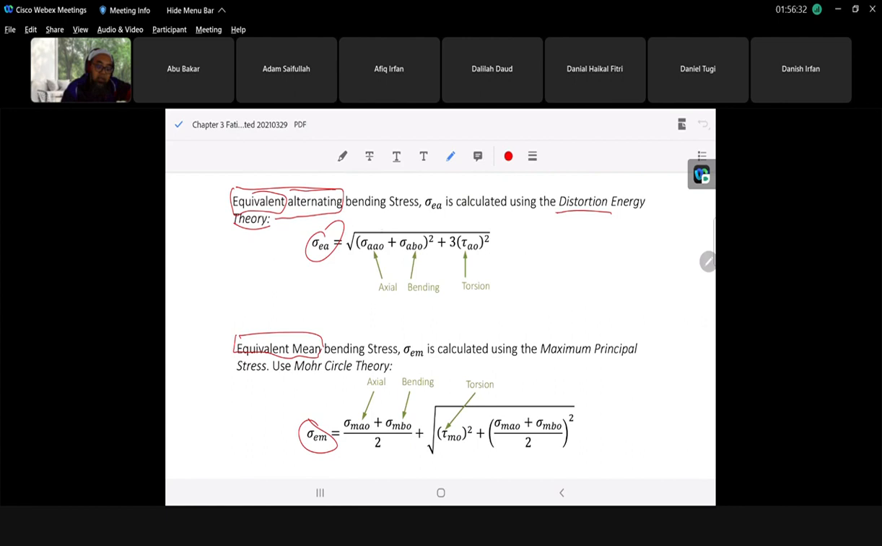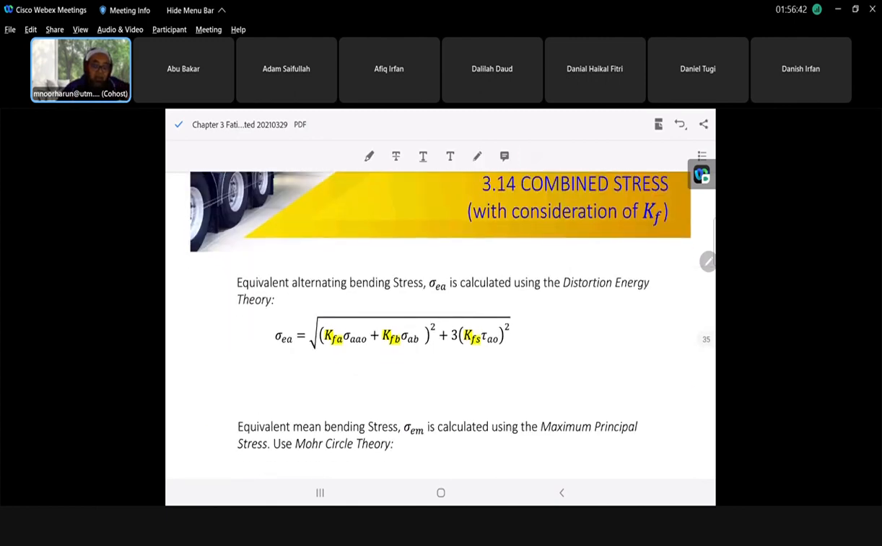So this one is just using this without Kf. The other equation is with Kf. Dah darab lah Kf. Kita kira Kf. Combined stress with consideration of Kf, that's different.